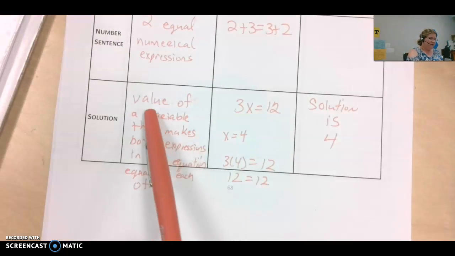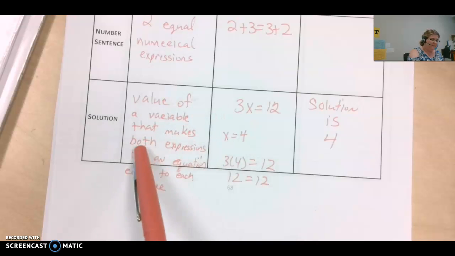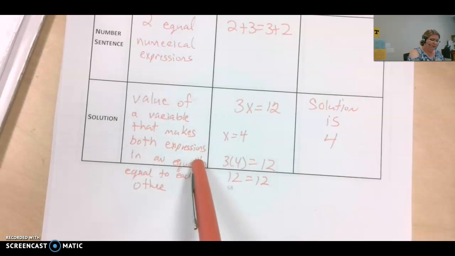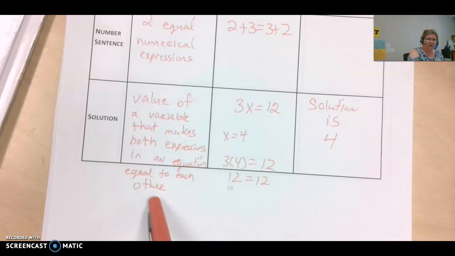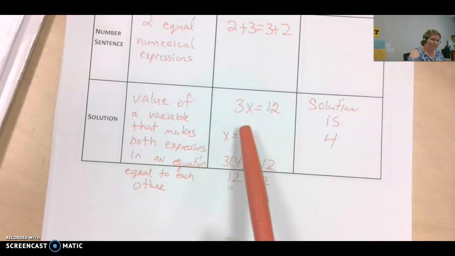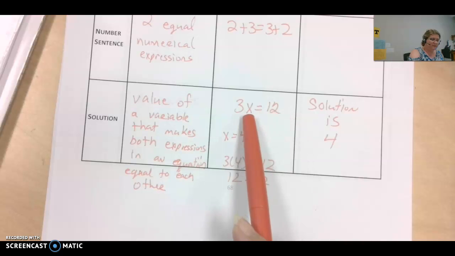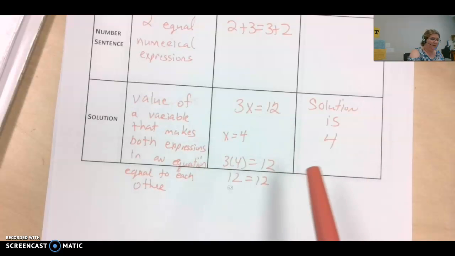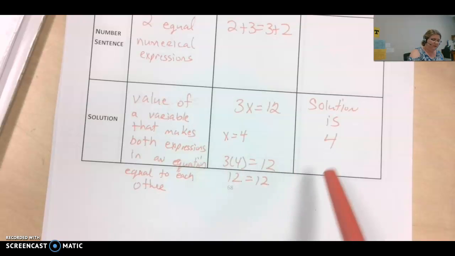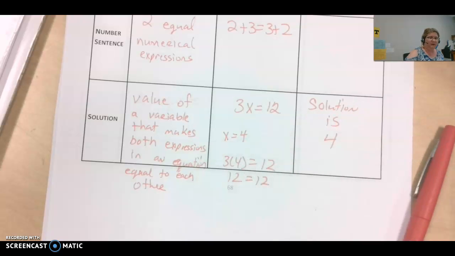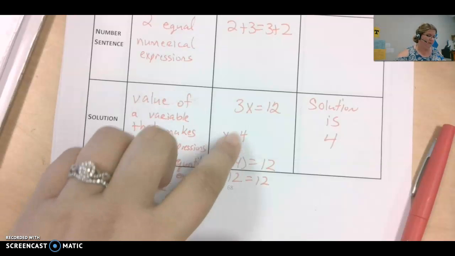Solution is the value of a variable that makes both expressions in an equation equal to each other. So for example, here, when I have 3x equals 12, what would x have to be for this to be true? It would need to be 4, because 3 times 4 is 12. 12 is 12. So the solution is 4, because when x is 4, this is true.